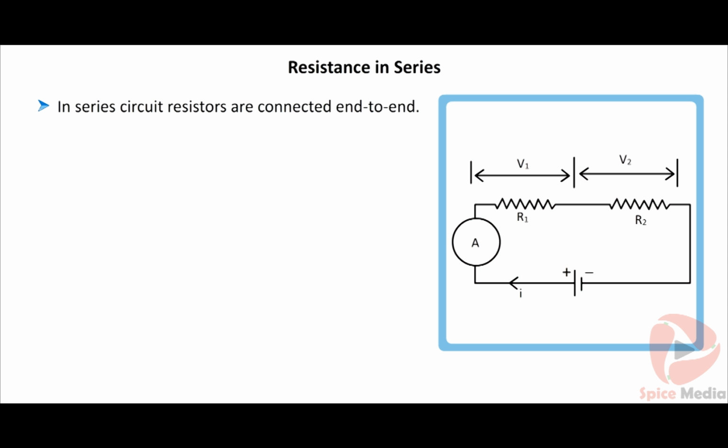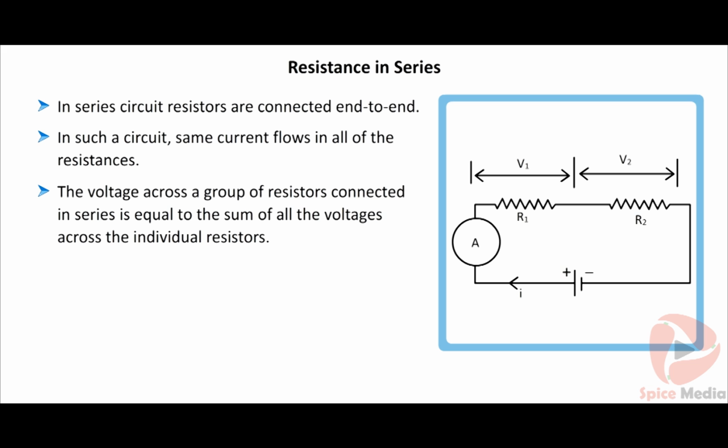In series circuit, resistors are connected end to end. Visual shows resistors R1 and R2 are connected end to end and connected to battery terminals. In such a circuit, same current exists in all of the resistances. The voltage across a group of resistors connected in series is equal to the sum of all the voltages across the individual resistors. Click on the animation button to know more.